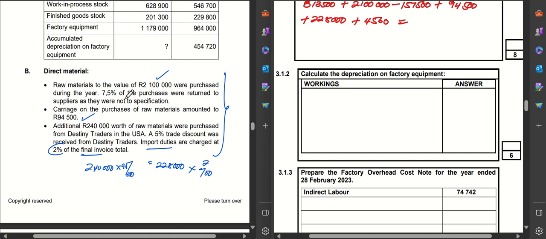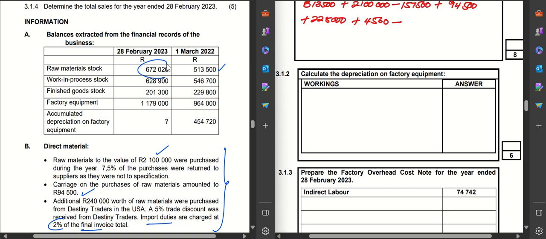Oh, I had to subtract. Here you have to subtract your closing stock. Then you say minus closing stock. Okay, I had left that one out. That is your 672,020. So I have to say minus 672,020. And then you get the final amount, which becomes 2,111,040. That becomes the final amount.